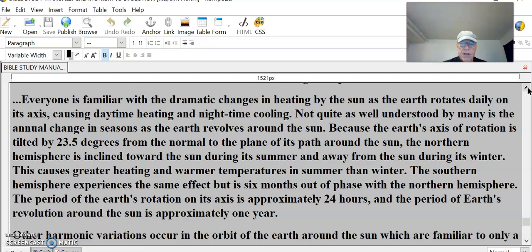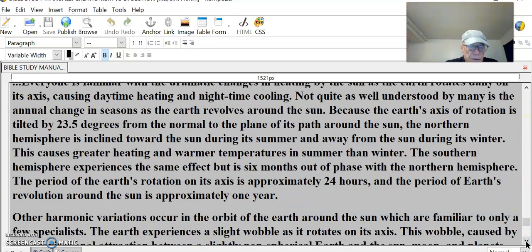because the Earth's axis of rotation is tilted by 23.5 degrees from the normal to the plane of its path around the sun. The northern hemisphere is inclined toward the sun during the summer and away from the sun during its winter. This causes greater heating and warming temperatures in summer than winter. This we learned in elementary school. The southern hemisphere experiences the same effect but is 6 months out of phase with the northern hemisphere.